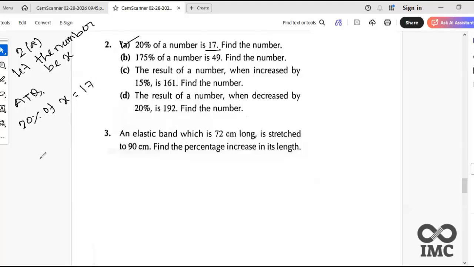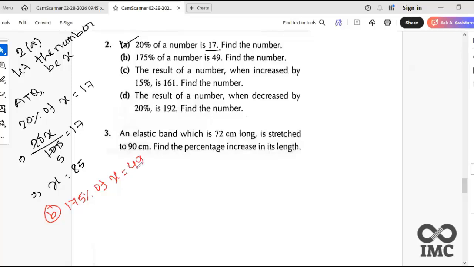So 20% of x equal to 17. Then we can write 20x by 100 equal to 17. 100 by 20 is 5. So the value of x will be 5 into 17, that is 85. Similarly, if I want to solve number B, look, number B, 175% of a number. So again, let the number be x. So 175% of x equal to 49.